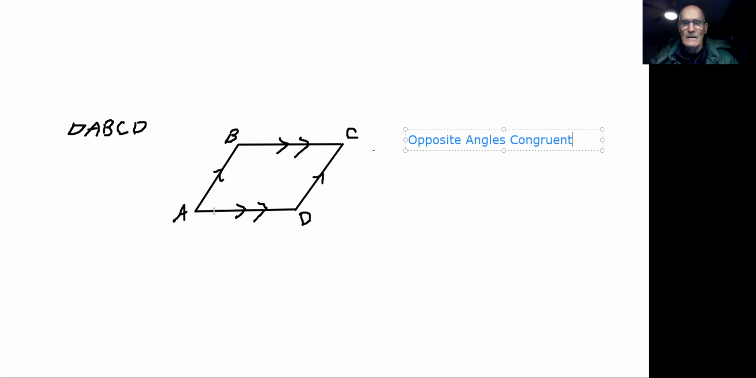If we look at how this works, we know from parallel lines here that angle A and angle B, so we can say the measure of angle A plus the measure of angle B is equal to 180 because they are consecutive interior angles of parallel lines.